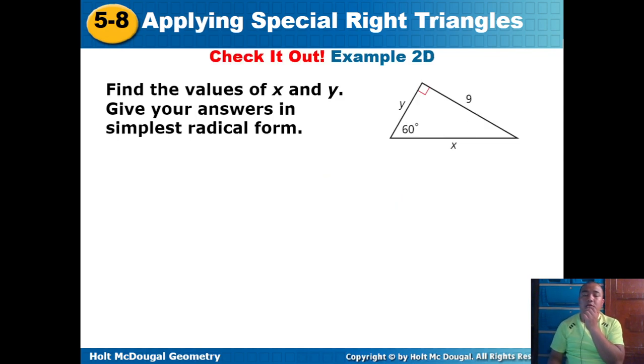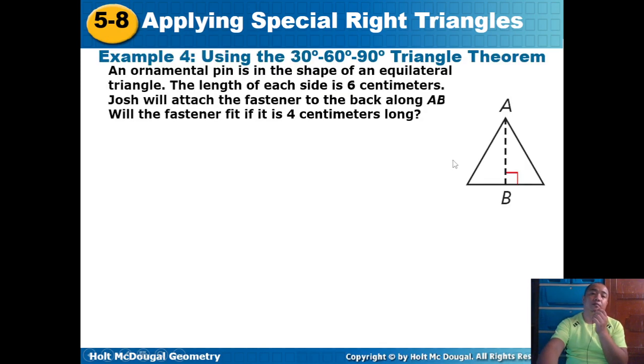How about this? Another 30, 60, 90 degree triangle. The longer leg is 9. The shorter leg is 9 divided by square root of 3, or 9 square root of 3 over 3. So 3 square root of 3 yung y. Ito naman yung x, 6 square root of 3, times 2.